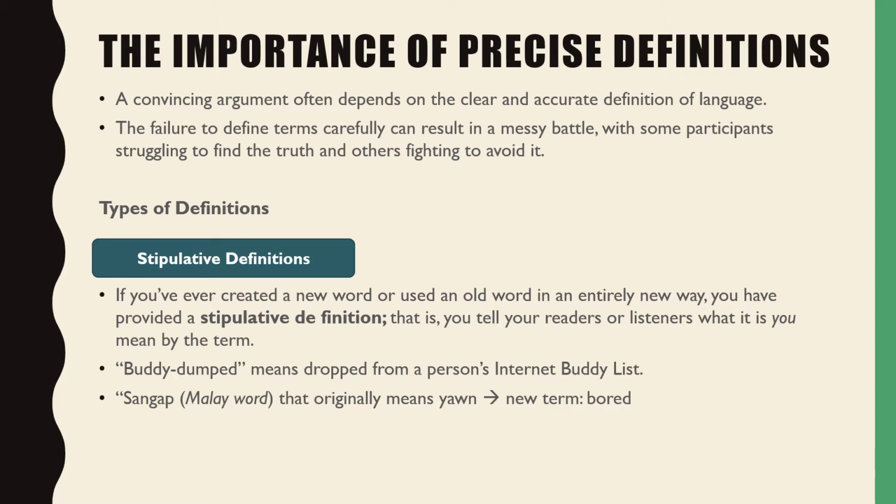Now let us look at the types of definitions. The first one is stipulative definitions. Now, stipulative definition means either you use a new word by giving a new definition to it, that means you coined a new term, or you use an old word in an entirely new meaning. I give an example here. The first word is buddy dumped. It's a new word that has been coined lately to mean a person's internet buddy list.